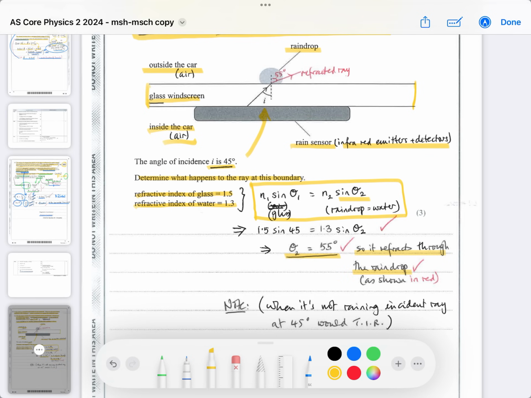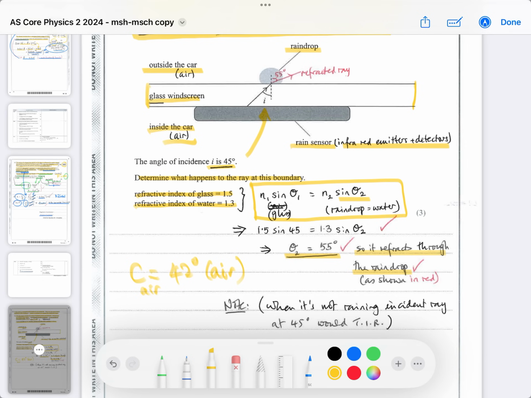If the raindrop wasn't there, it would totally internally reflect, because I know that the critical angle, if it was air, would be 42 degrees. But for water, it'll be more like 60 degrees. And that was a point of confusion for some of my students. So it's going to refract. It's going to be refracting at 55 degrees, as shown in red. So I've drawn the refracted ray. What happens to the ray at this boundary?